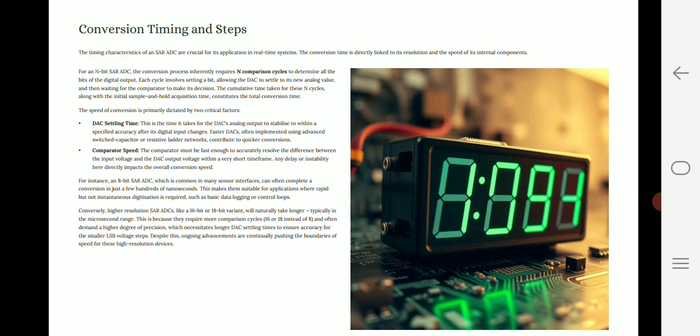Coming to comparator speed, the comparator must be fast enough to accurately resolve the difference between the input voltage and the DAC output voltage within a very short time period. Any delay or instability here directly impacts the overall conversion speed. So that is the reason DAC settling time and comparator speed are the two critical parts in conversion time and steps.